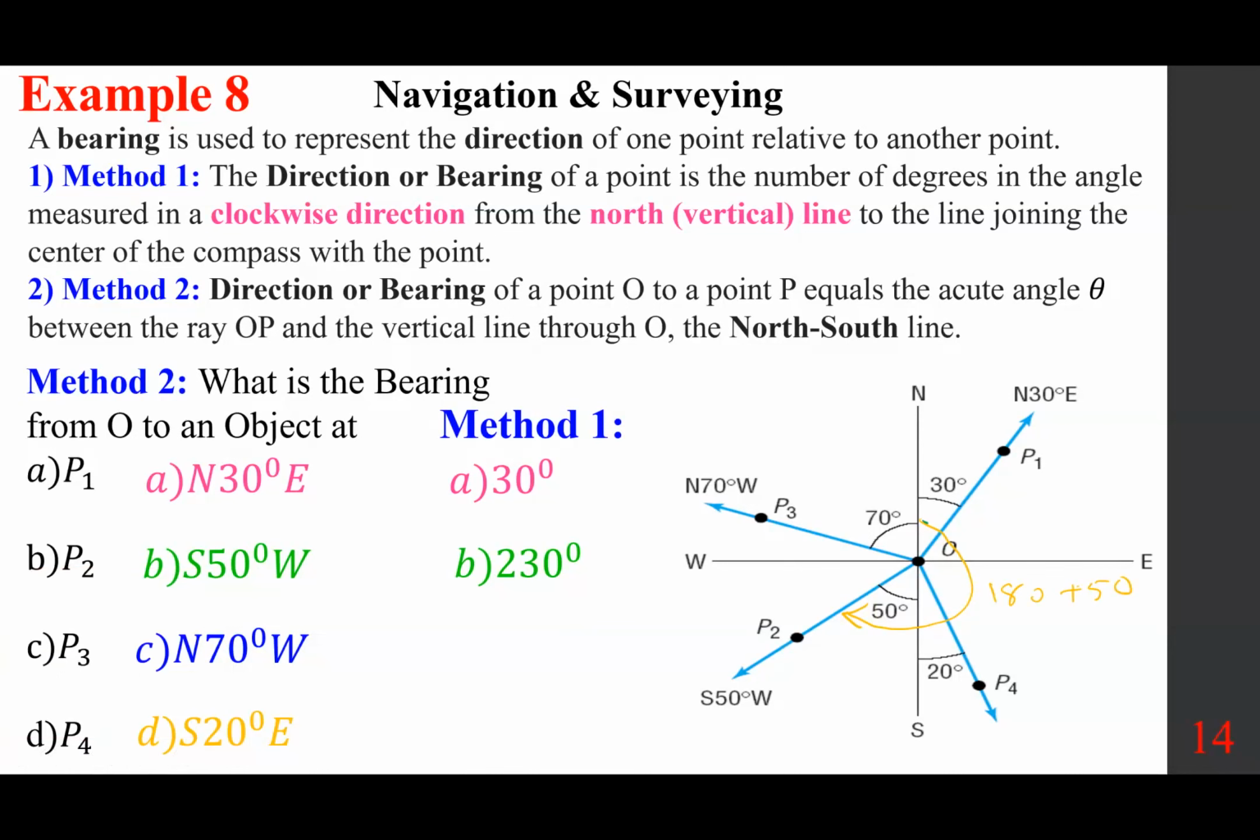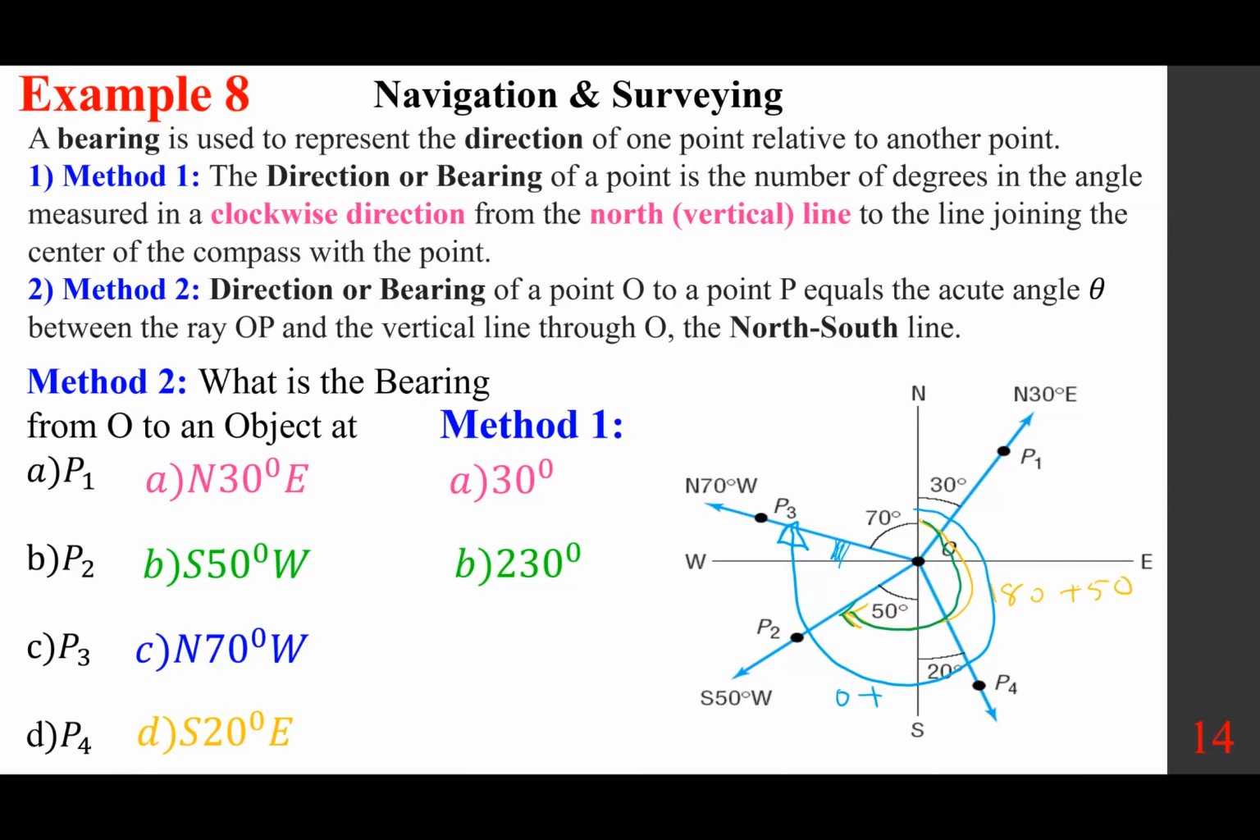I should have gone with the green. All right. Now P3 is this angle. And this is 180 plus this angle, which is 90 minus 70. This is, my apologies, 270.